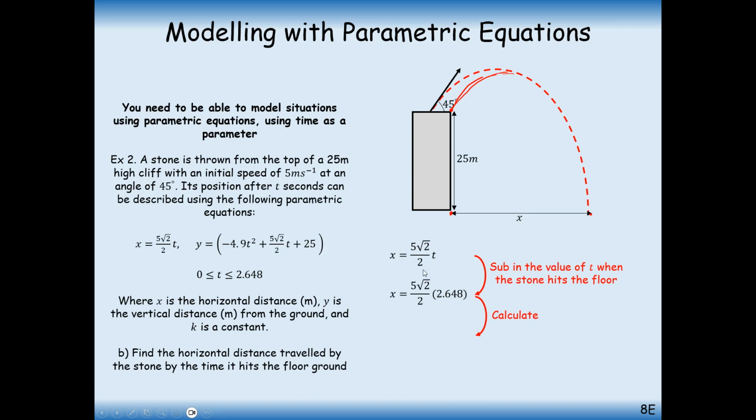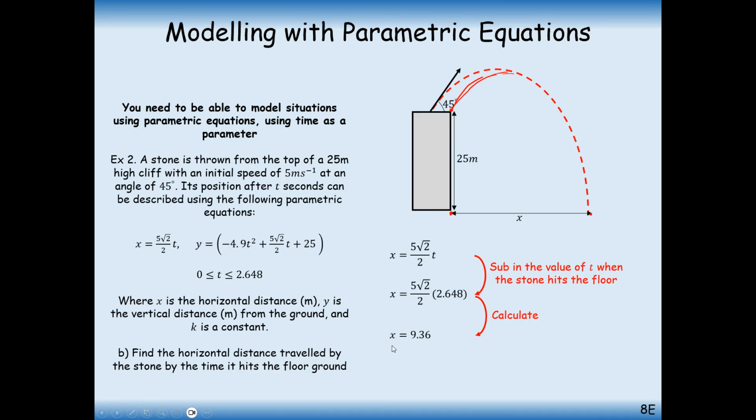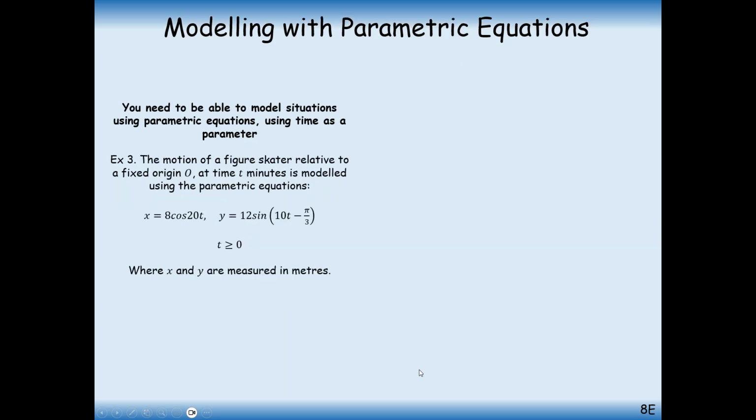Because this is an increasing equation, the highest value for t gives the highest value for x. So the maximum distance in the x direction is 9.36 meters.